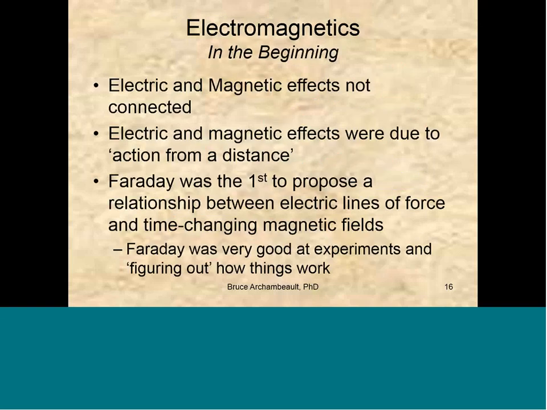So in the early days of electromagnetics, the people who were doing the research basically felt that the electric fields and the magnetic fields were not connected. People studied electric fields and other people studied magnetic fields, and they didn't really understand how this all worked. They had something called action at a distance, which was just an excuse to say, I really don't know how this works. But Faraday was the first one to propose the relationship between the electric field and the time-varying magnetic fields. And it turns out that Faraday, even though he didn't have a lot of math background, was really good at designing experiments and then seeing the results, figuring out how things actually worked.